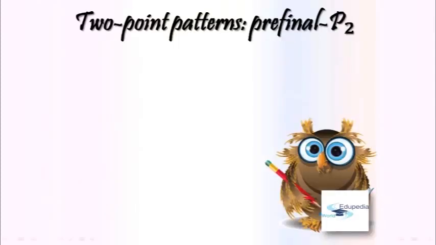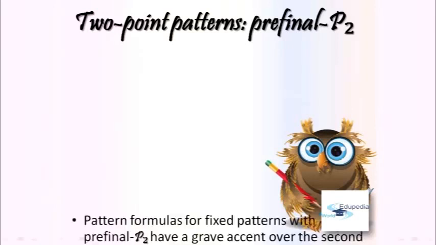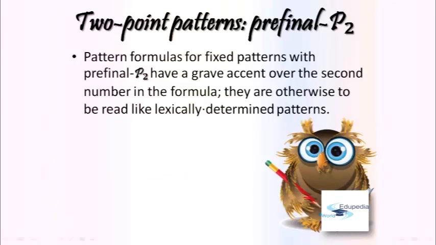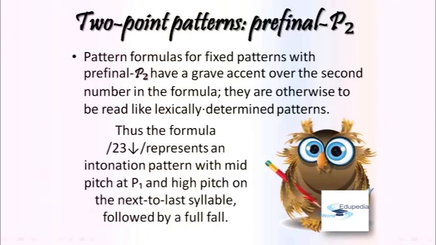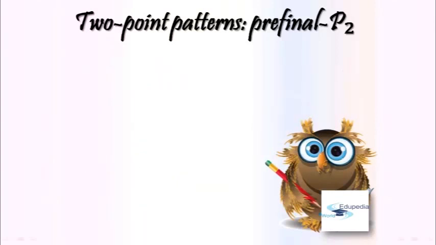Two-point patterns, prefinal, final pitch point. Pattern formulas for fixed patterns with prefinal final pitch point have a grave accent over the second number in the formula. They are otherwise to be read like lexically determined patterns. Thus, the formula 2-3 down represents an intonation pattern with mid-pitch at initial pitch point and high pitch on the next to last syllable, followed by a full tone.